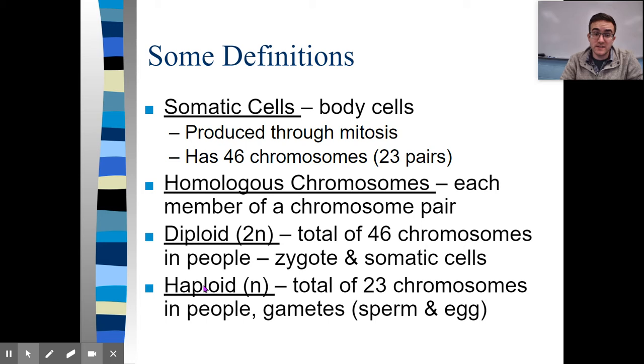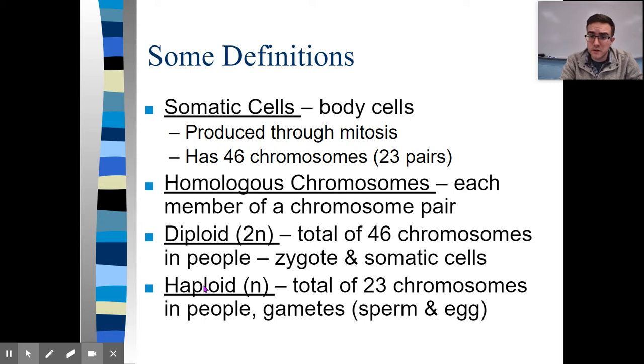And then we have haploid cells, which have half the number of chromosomes. Those are represented just with an N. So in people, instead of having 46, haploid cells have 23. And those are found in the gametes, or the sperm and egg cells. So our sperm and egg cells have half the number, so they're haploid.